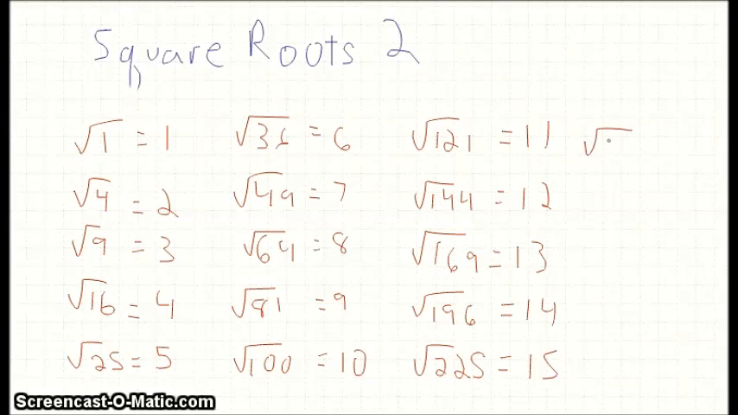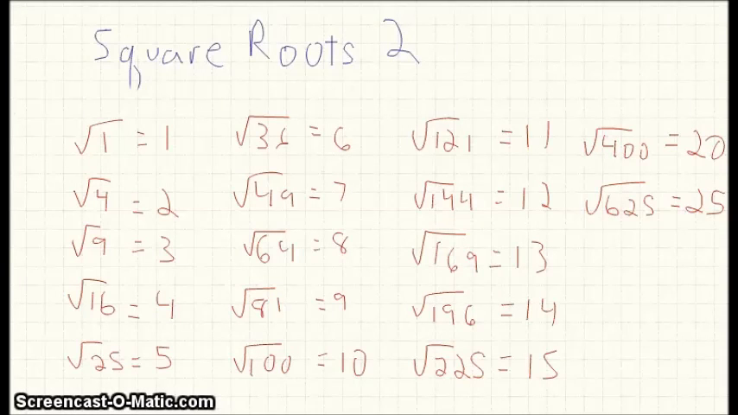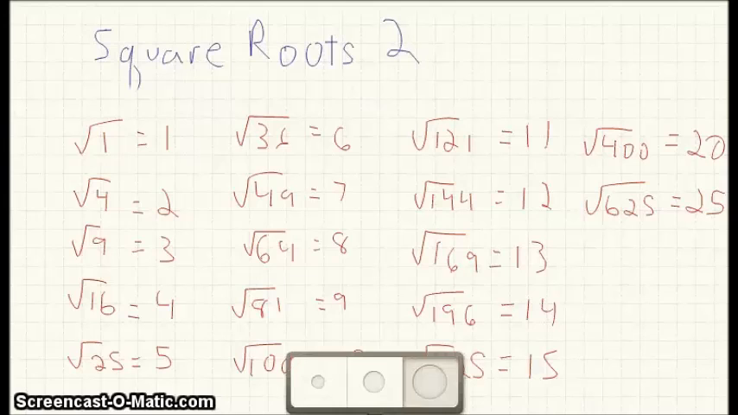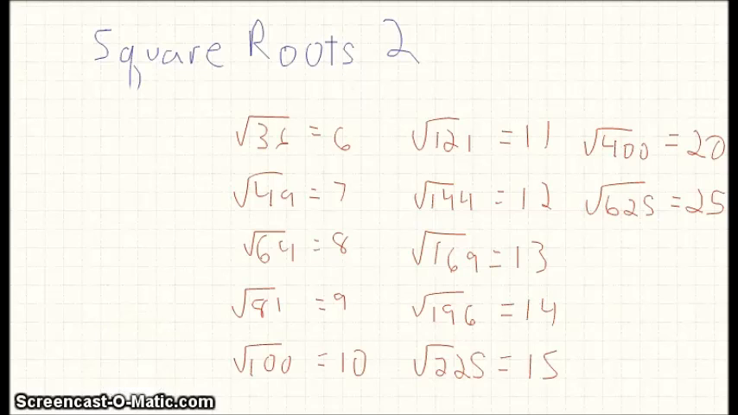So if we take any right triangle, we can start assigning some letters to this. So we'll say this is side A, this is side B, and the hypotenuse is side C. And remember, your hypotenuse is always opposite your 90-degree angle. So what we did was we squared side A, and we added it to the square of side B, and it equaled the square of side C. So the Pythagorean theorem, the formula you want to remember is a squared plus b squared equals c squared.